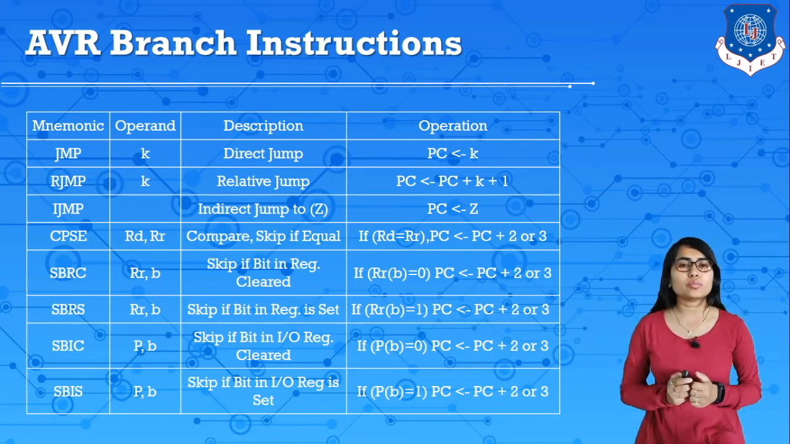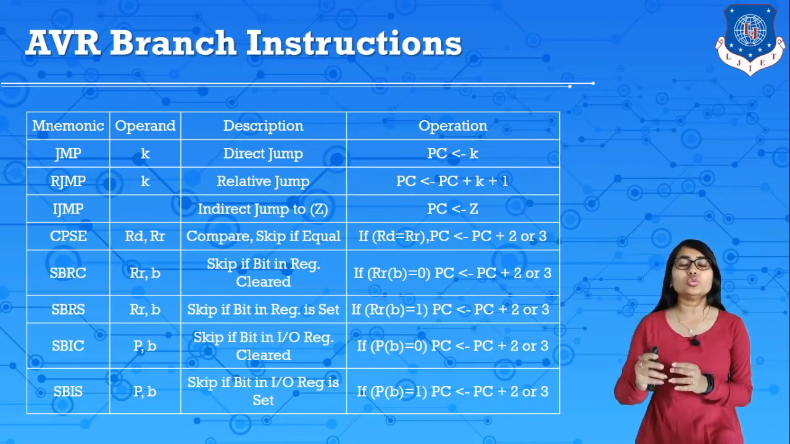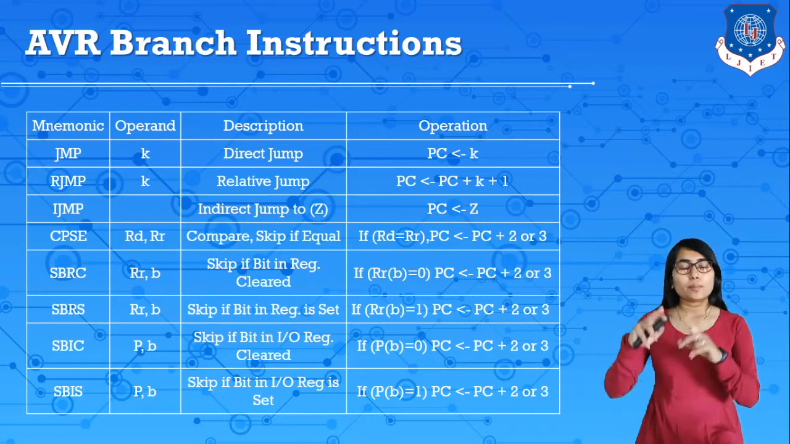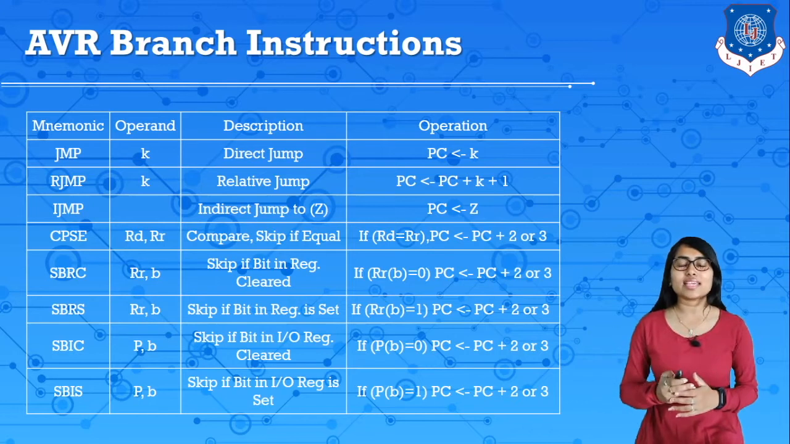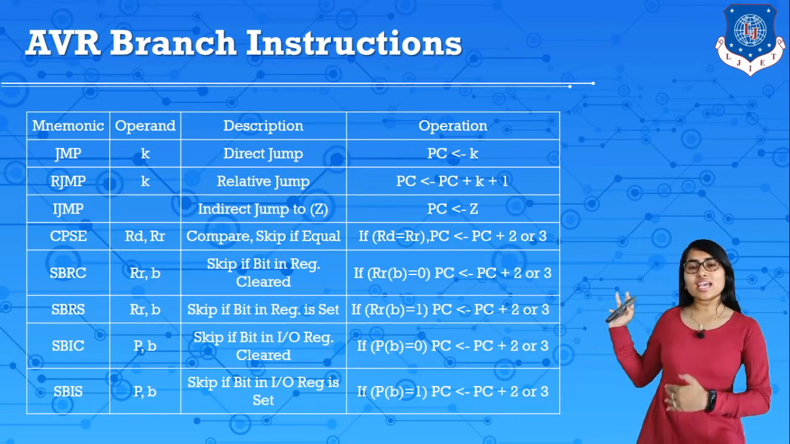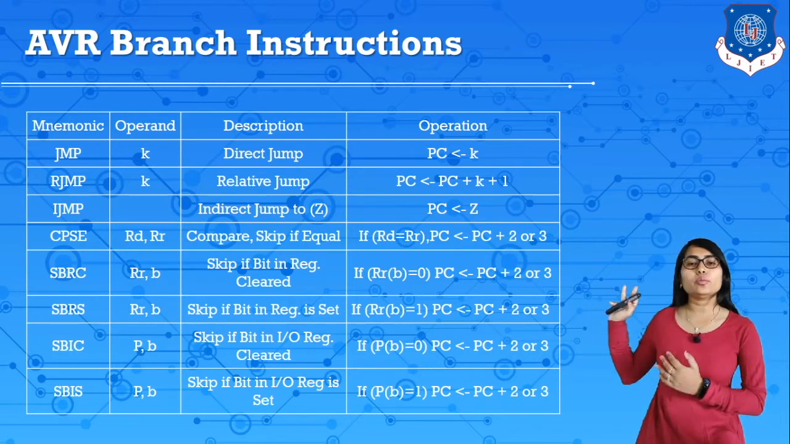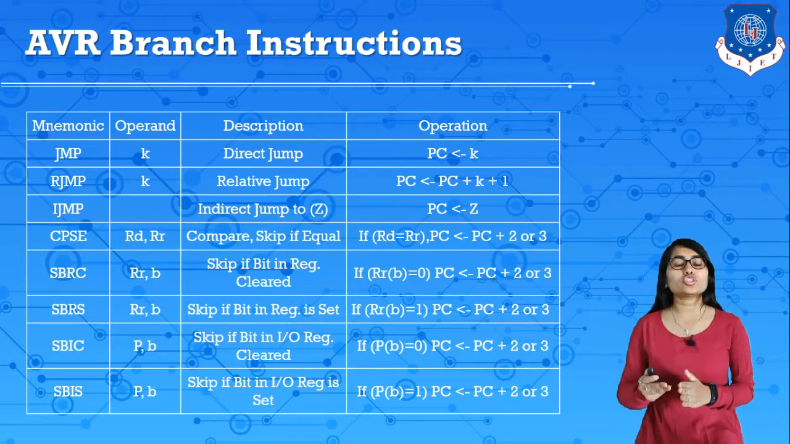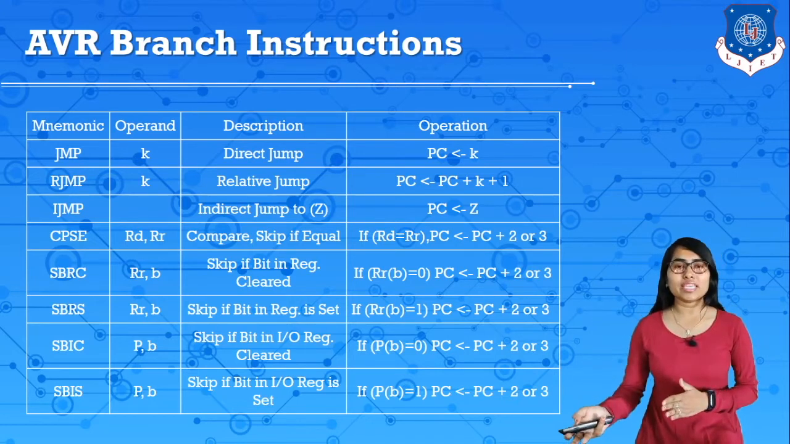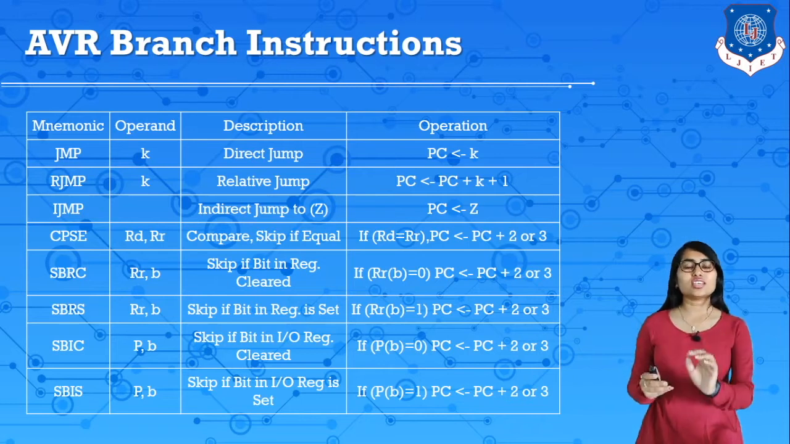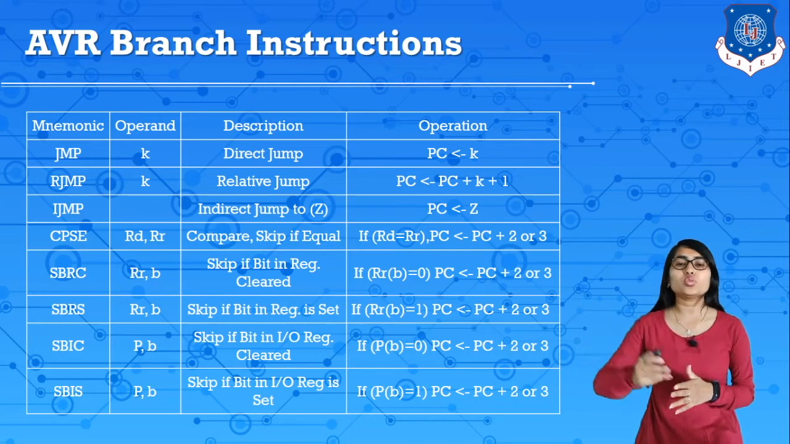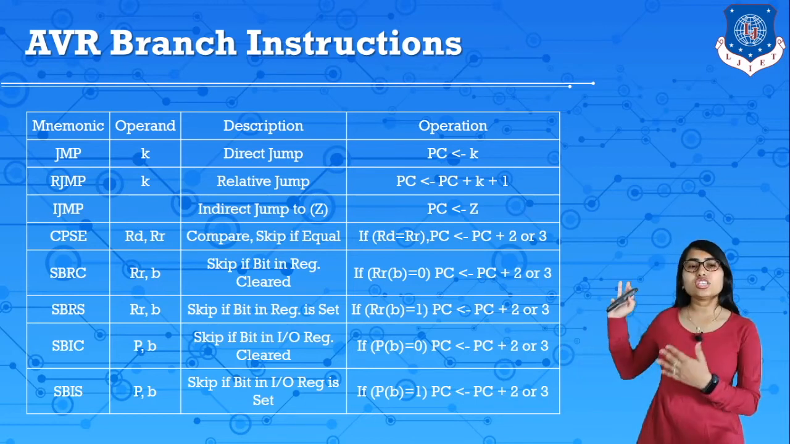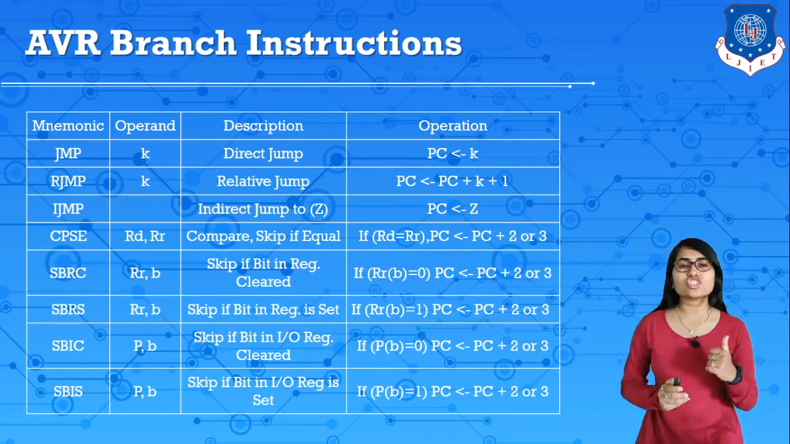Now the IJMP instruction. IJMP means indirect jump to the address given by Z, that is, indirect jump to the address given by Z. Whatever the content of Z is, it is directly copied into the program counter, and the program counter stores the next instruction to be executed. So by changing the values of the program counter, we can jump to the desired locations. All three of these are unconditional branch instructions.